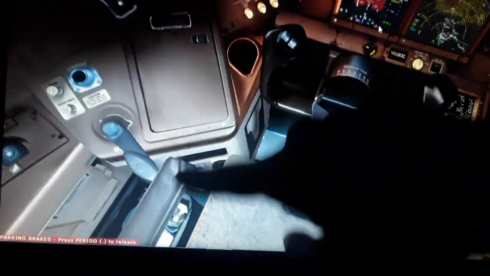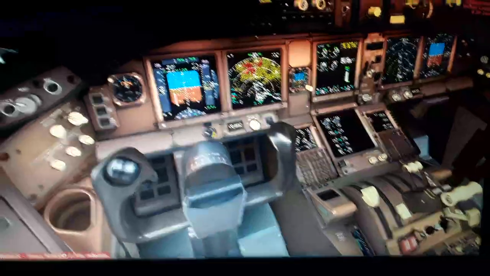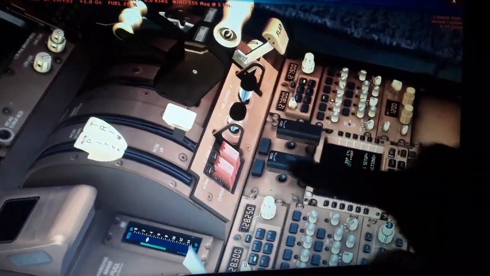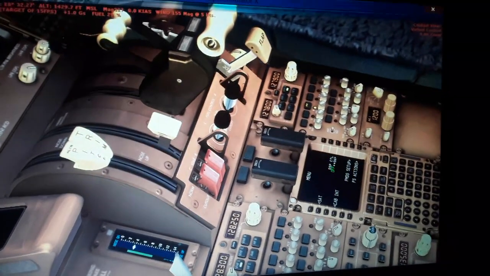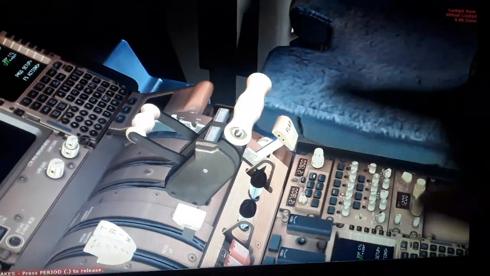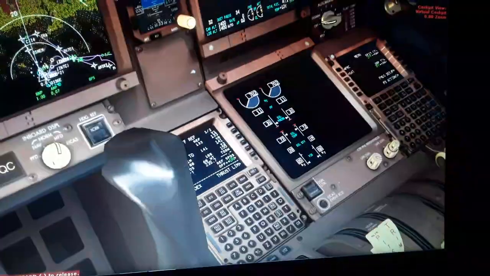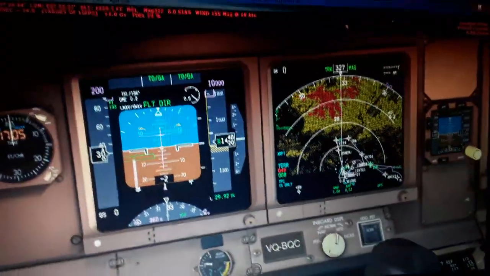Also we have the nose wheel steering wheel, the tiller. So we have a couple of things to see also. I told you about the speed brakes. We have the fire extinguishers for the left and the right engine, the fuel control to the left and the right engine, the thrust levers, the left and the right engine. So I'm going to start now with the primary flight display.